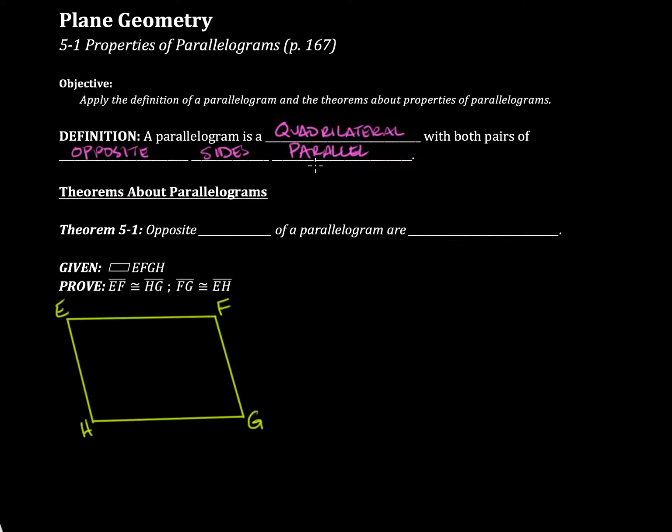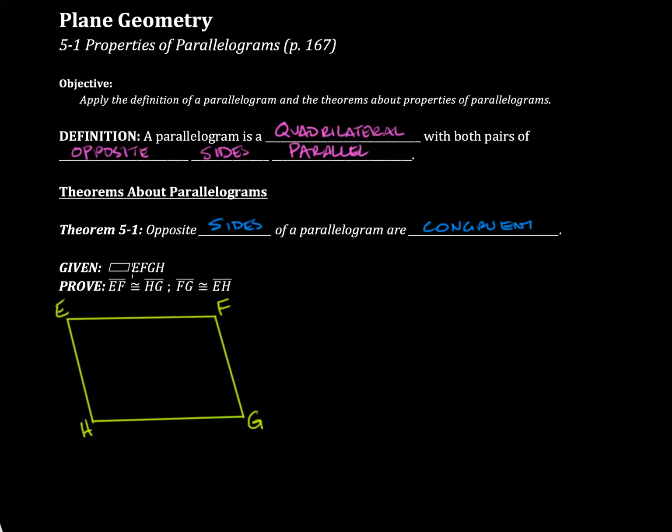But beyond that definition, there's also several other things that can be easily proven that will always be true about parallelograms. And we're going to learn about some of those in this video. So to start off with, theorem 5-1 says that opposite sides of a parallelogram are congruent. And let's prove that real quick.